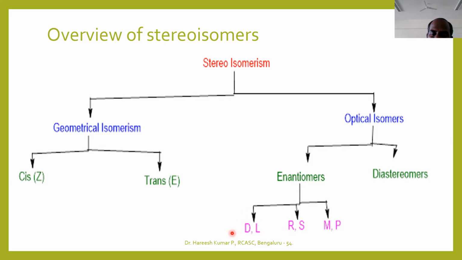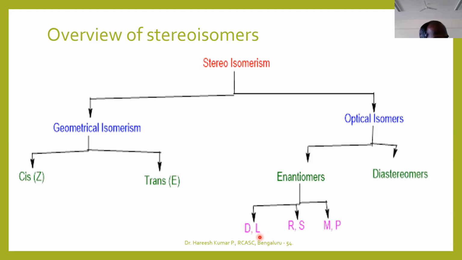Why can't we give DL? The DL representation for giving the configuration has some disadvantages. It cannot be applied to chiral compounds having more than two chiral centers. It is applicable for chiral compounds having one chiral carbon in a molecule. That is the reason for the rise of R and S configuration. This R and S configuration is also called absolute configuration. Of course, D and L is also an absolute configuration.